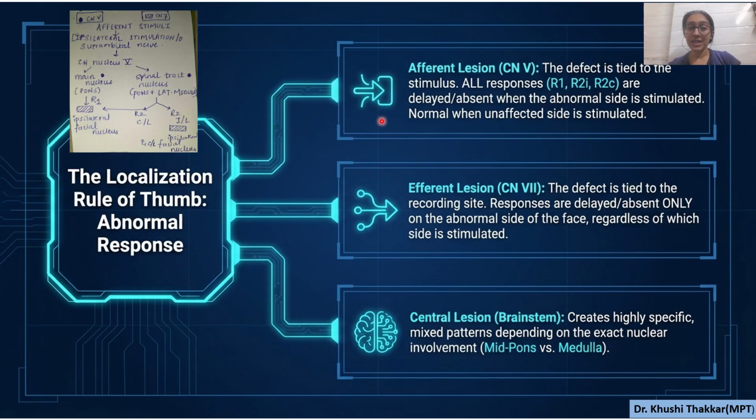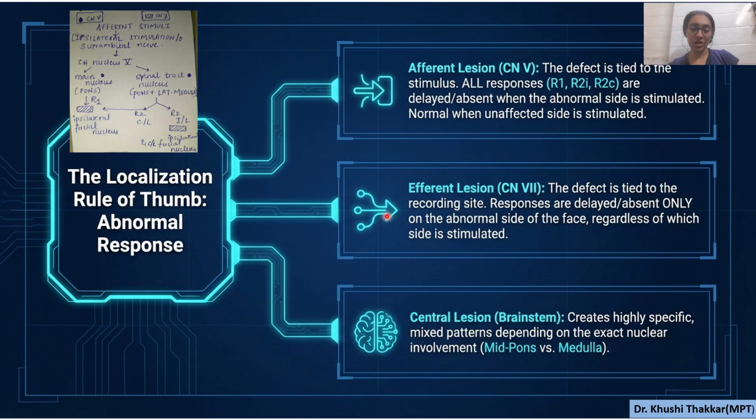Now, this is your incoming part, and this is the efferent part. Now, if the lesion is efferent, that is, if a facial nerve nucleus lesion is there, then because the output is affected, wherever you stimulate, the result on the abnormal side will not come because the nucleus itself is affected. So no output you will receive. So for the defective side and the recording side, responses are delayed or absent only on the abnormal side of the face, regardless of which side is stimulated, right?